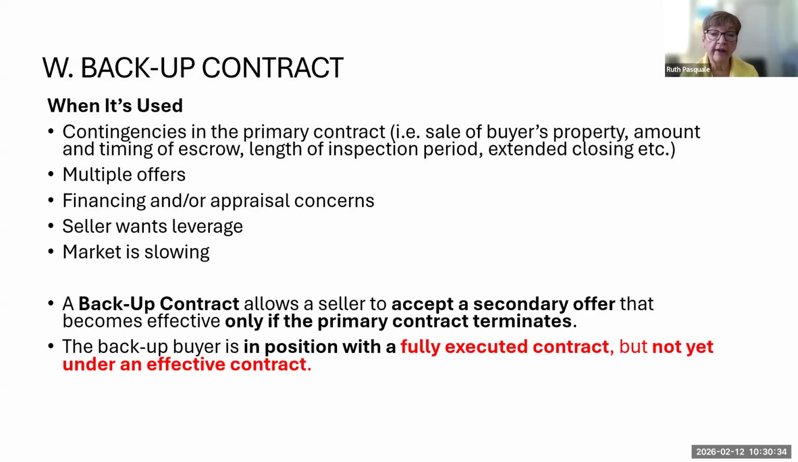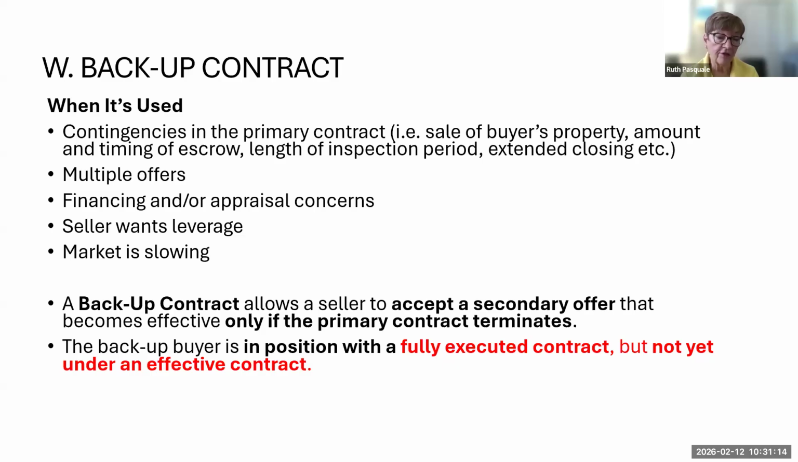Contingencies in the primary contract: sale of buyer's property, amount and timing of escrow, length of inspection period, extended closing. You've gotten a couple of offers. You're in that situation where you have a couple of offers. You have concerns about financing, about the buyer's ability to obtain financing. You may have some concerns about appraisals. Maybe the seller wants more leverage, or the market is slowing.